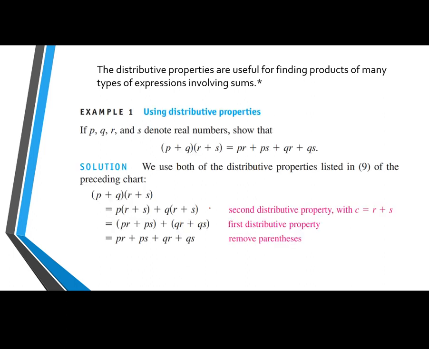This example provides an illustration. So using distributive properties, if P, Q, R, and S denote real numbers, show that (P plus Q) times (R plus S) is equal to PR plus PS plus QR plus QS. So one, using the distributive property, as in the preceding chart.